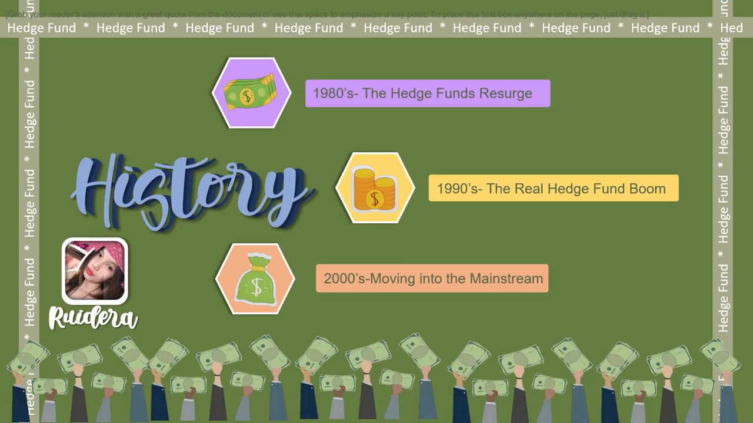However, in the 34-year lifespan of Jones' fund, he only made losses in 3 years. So in the 1980s, hedge fund research continued to evolve. The changing markets of the 1980s provided many opportunities for hedge funds.